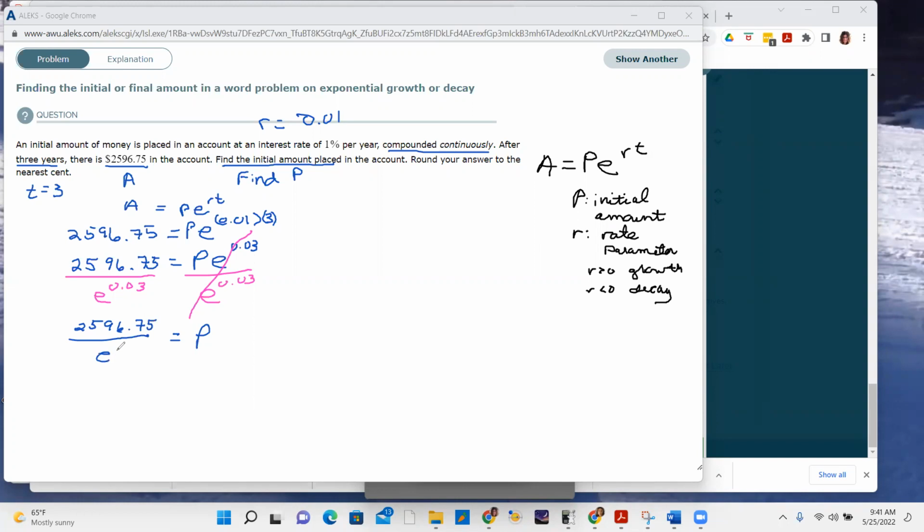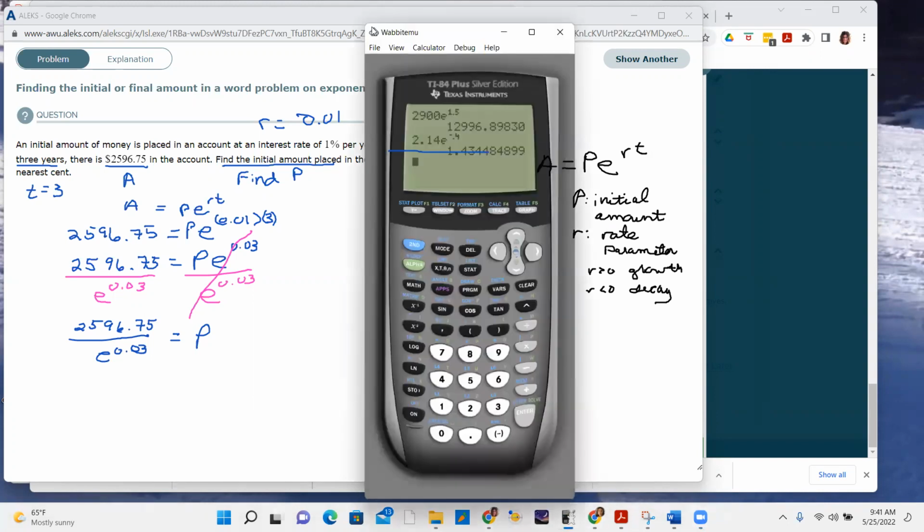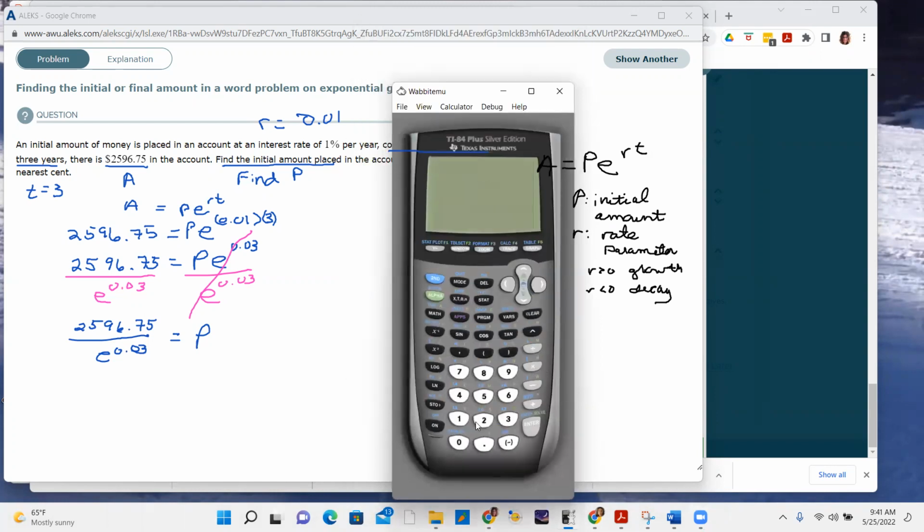So this is an exact answer, but we're asked to round to the nearest cent. So we're going to do that on a calculator. 25,967.5 divided by e to the 0.03. So the principal amount was $25,020.00.